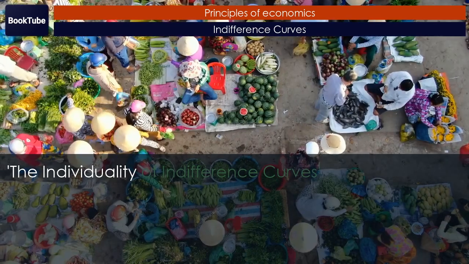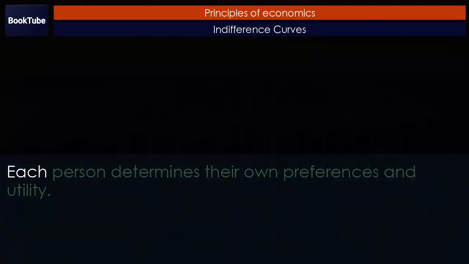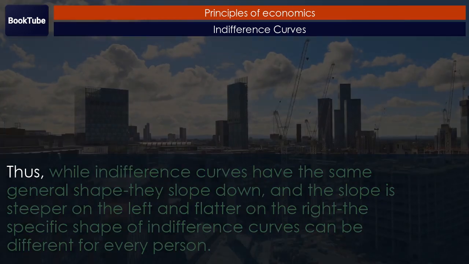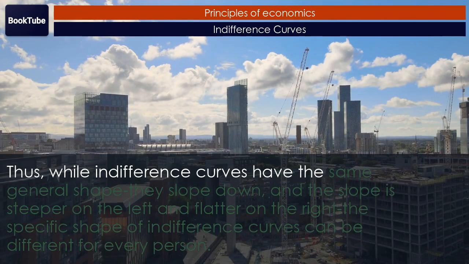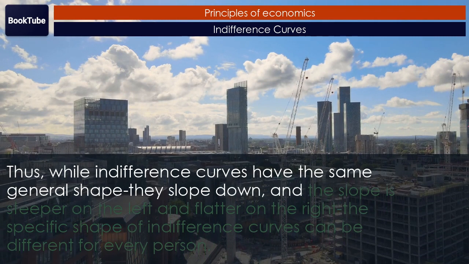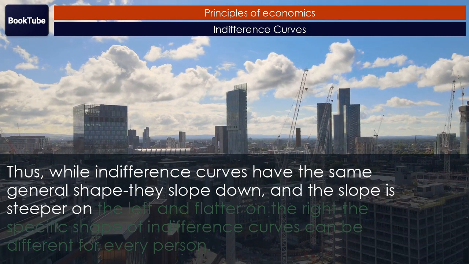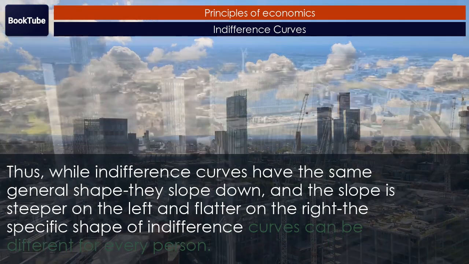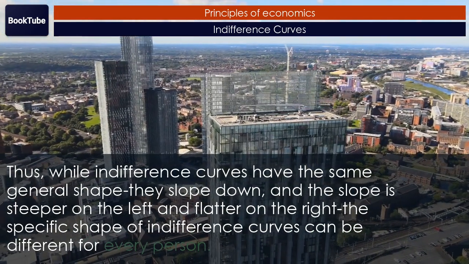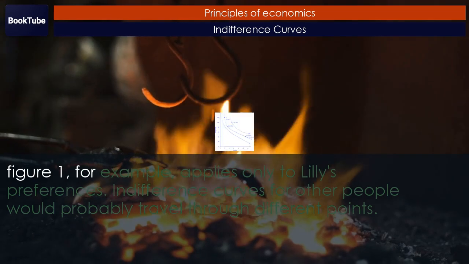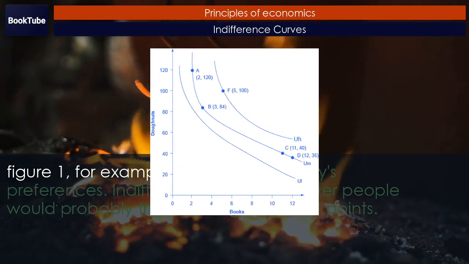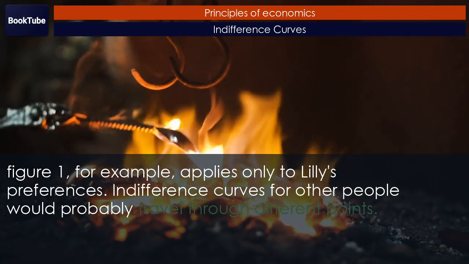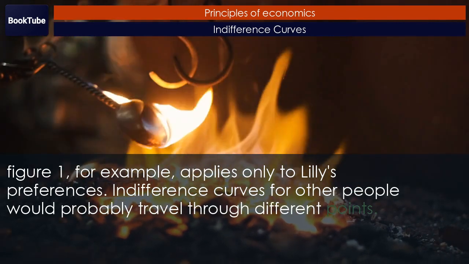The individuality of indifference curves. Each person determines their own preferences and utility. Thus, while indifference curves have the same general shape, they slope down, and the slope is steeper on the left and flatter on the right. The specific shape of indifference curves can be different for every person. Figure 1, for example, applies only to Lily's preferences. Indifference curves for other people would probably travel through different points.